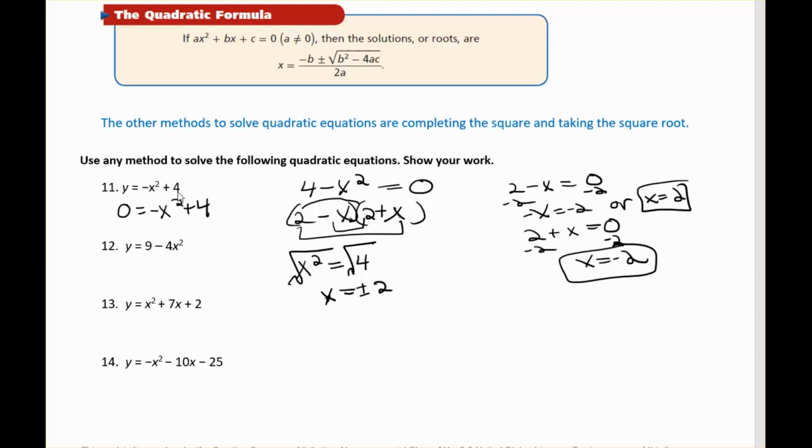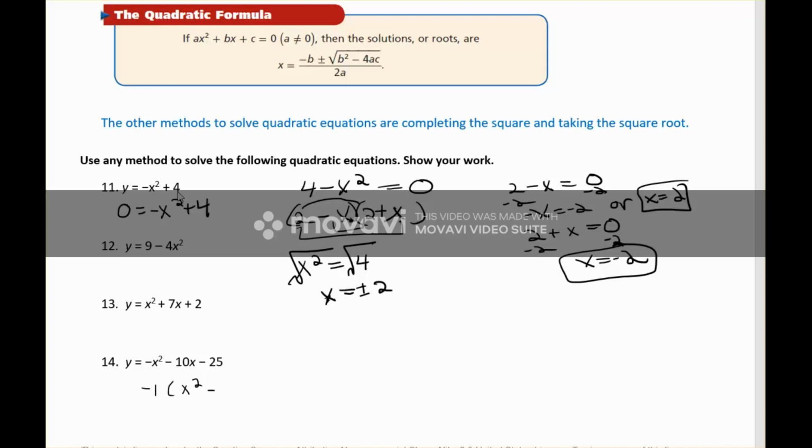And number 12 is kind of similar, and these ones you can solve by factoring. In number 14, I would factor a -1 out. That'd be plus 10x plus 25. And then look for the factors of 25 that will add together to get 10.